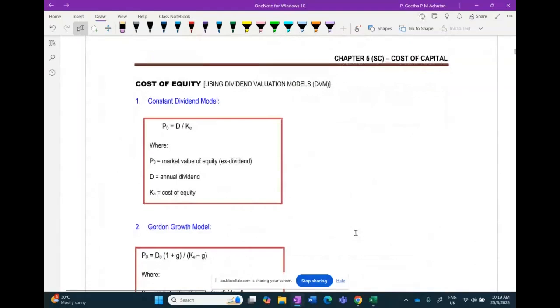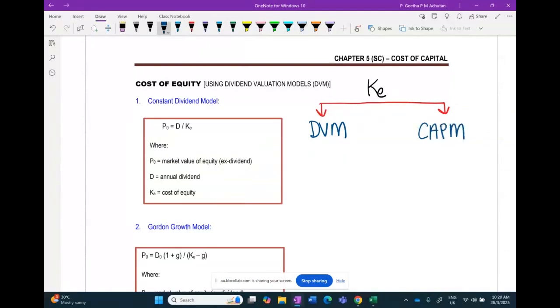Now we look at cost of equity. There are two models to compute KE. Today we are going to learn the dividend valuation model. You can see in the heading there, DVM, dividend valuation model. Tomorrow we will learn CAPM.